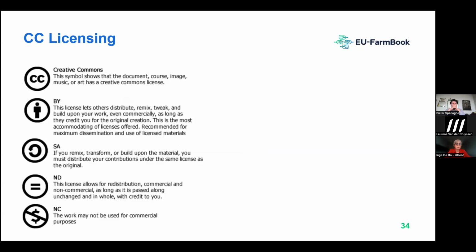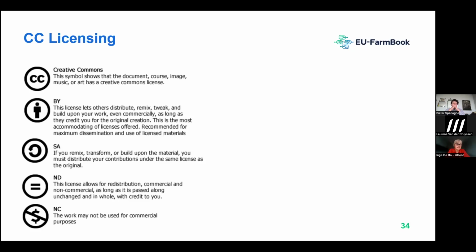That means if you remix or transform, or you build upon the material, you must distribute your contributions under the same license as the original. So, okay, this is something that you have to take into account the moment you produce your dissemination material. Non-derivative, ND, means this license allows for redistribution, commercial and non-commercial, as long as it's passed along unchanged and in whole with credit to you. So unchanged, you cannot change anything.